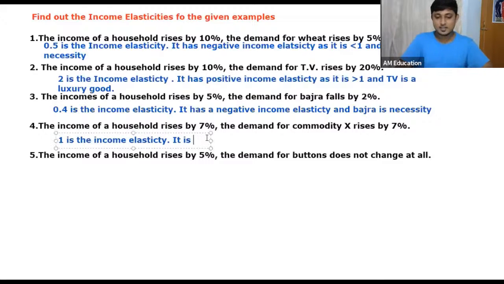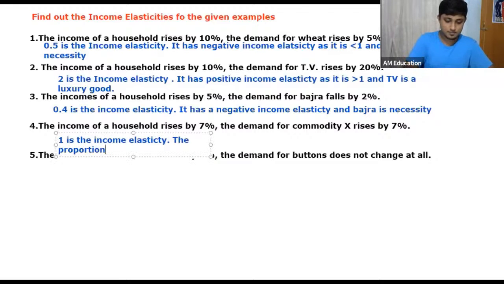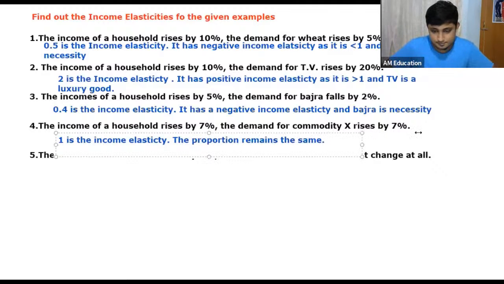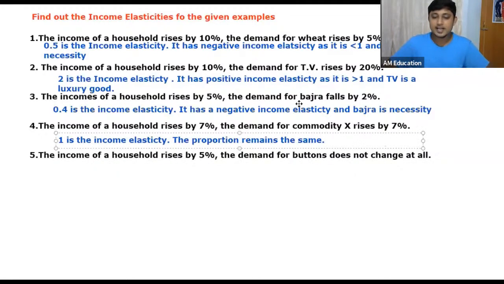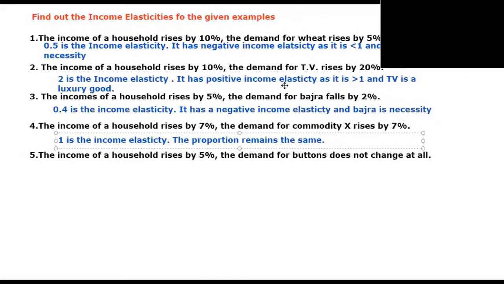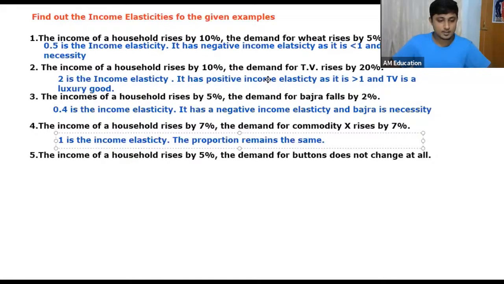1 is income elasticity and the proportion remains here. In negative elasticity, what happens with the proportion? It decreases. And in positive elasticity, what happens with the proportion? Increases. Lovely, guys. Lovely, lovely.